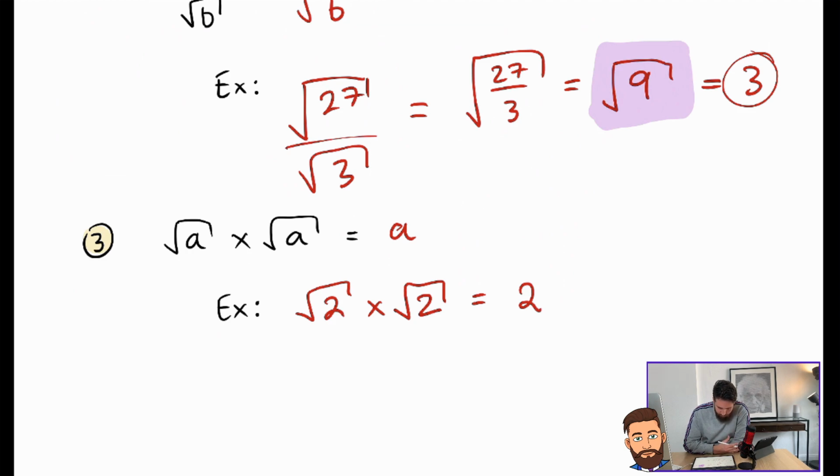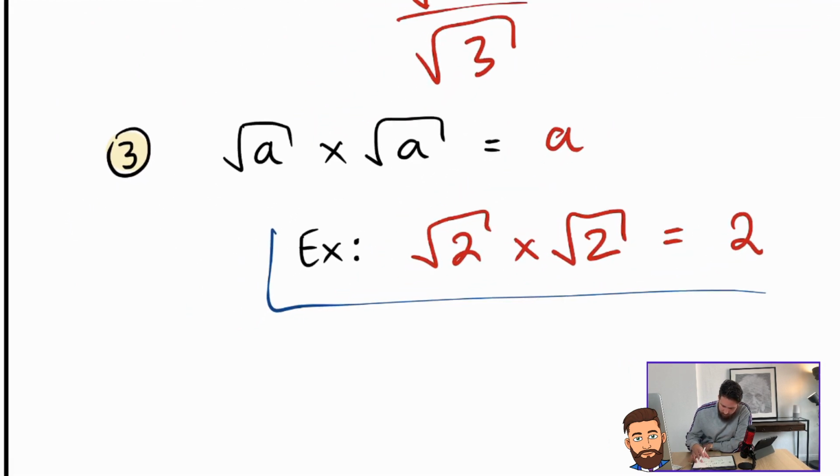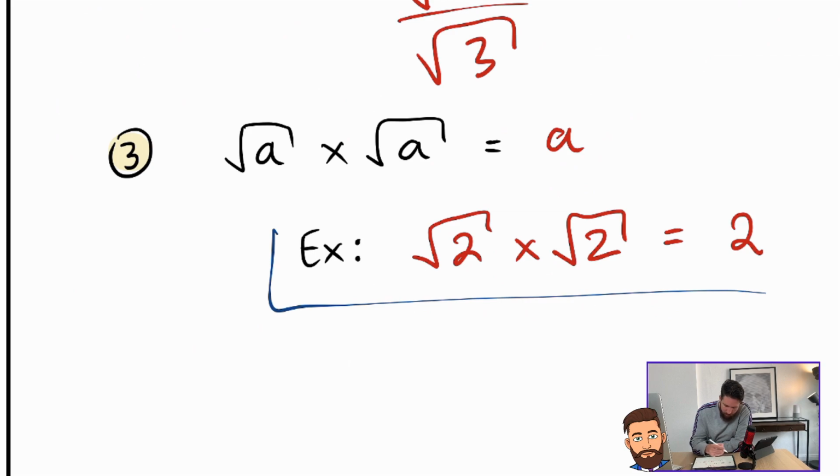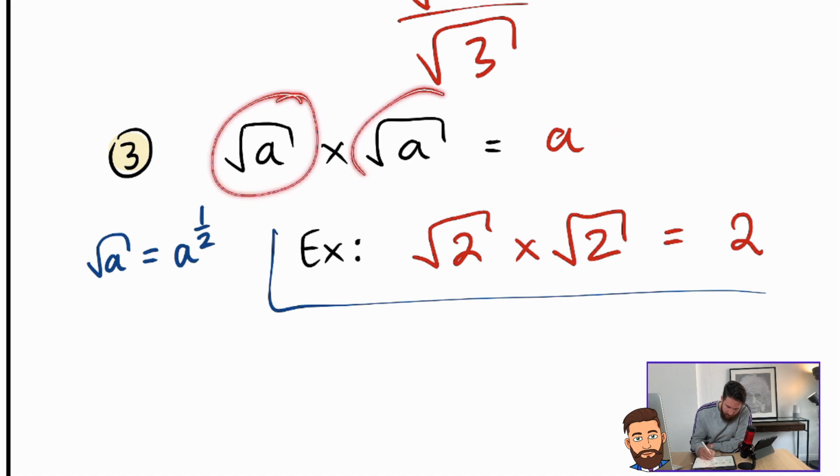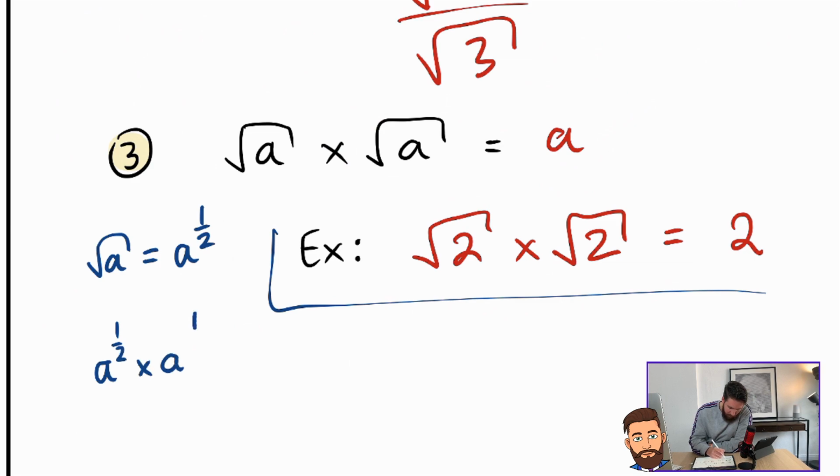Now the reason for this, if I go off on a bit of a tangent, you won't necessarily ever be asked to explain this, but the reason this is the case is because there is a law that tells us that the square root of a can be written as a to the power of half. So essentially what I have here is a to the power of half times a to the power of half.